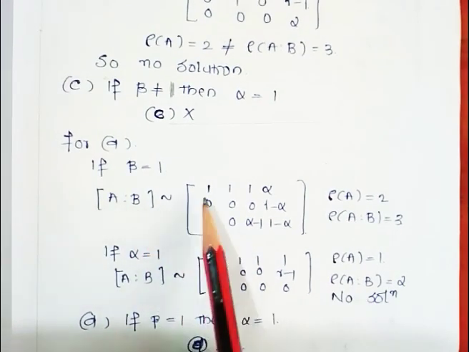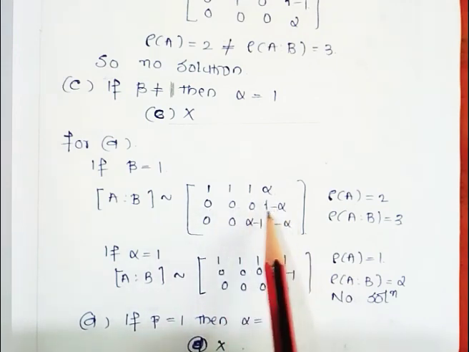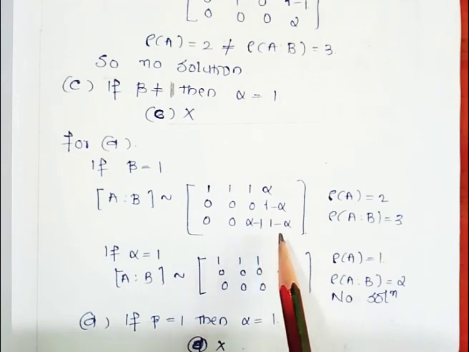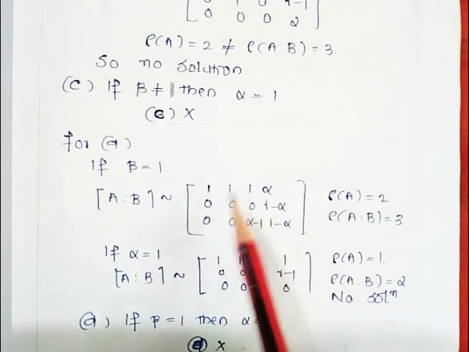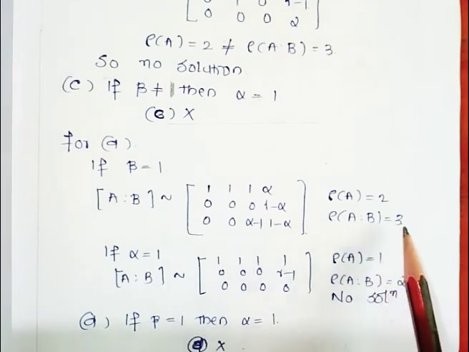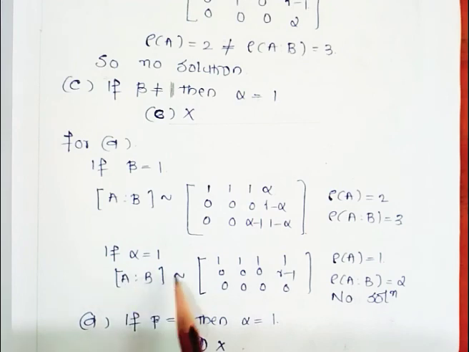Now for the last option D, if beta is equal to 1, the augmented matrix AB is similar to 1, 1, 1, alpha, 0, 0, 0, gamma minus alpha, 0, 0, alpha minus 1, 1 minus alpha. So here we have rank of A equal to 2 and the rank of the augmented matrix AB equal to 3. If alpha is equal to 1, the augmented matrix becomes 1, 1, 1, 1, 0, 0, 0, gamma minus 1, 0, 0, 0, 0.